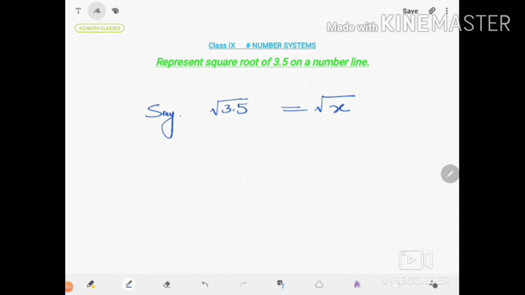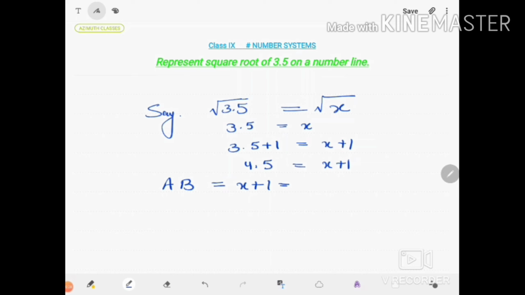Say root 3.5 is equal to root of x, therefore 3.5 we will consider as x, and then we will find x plus 1, which is equal to 3.5 plus 1, equals 4.5. So x plus 1 is equal to 4.5, and for representation purposes we consider AB equal to x plus 1, which is 4.5.